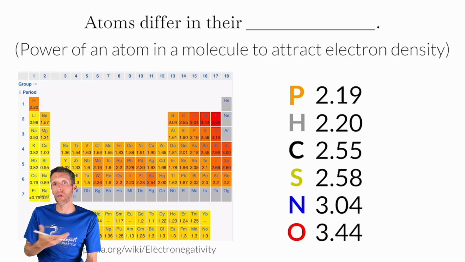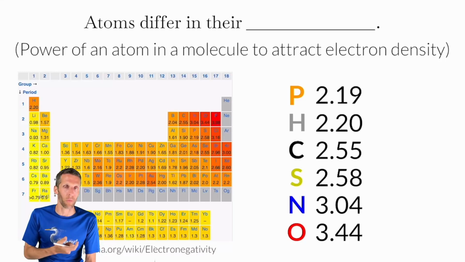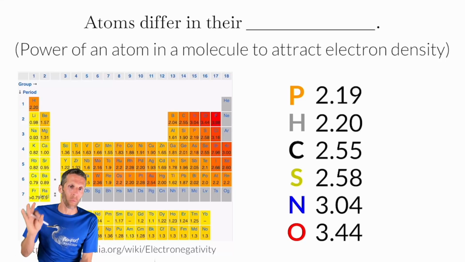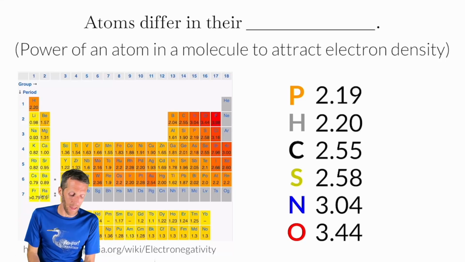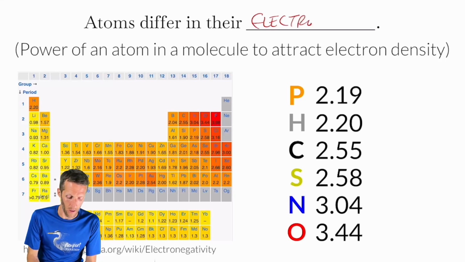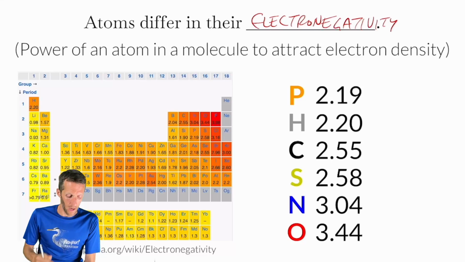Now, how does this end up playing out inside of a biochemical context? We're moving electrons around. What matters? Well, to help set this up, we need to add one more piece of information, and that is that atoms differ in their electronegativity. And that's the power of an atom in a molecule to attract electron density.